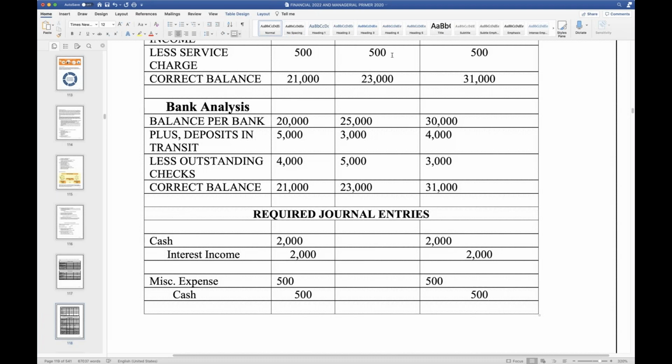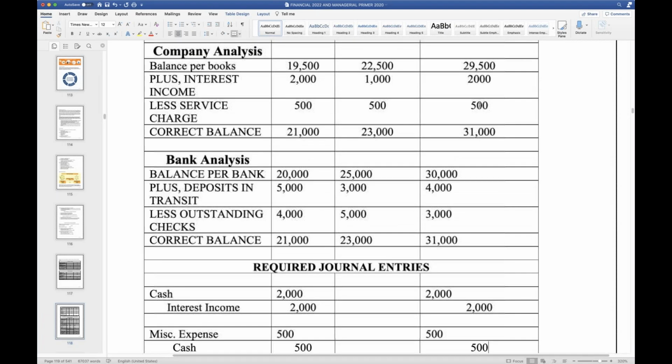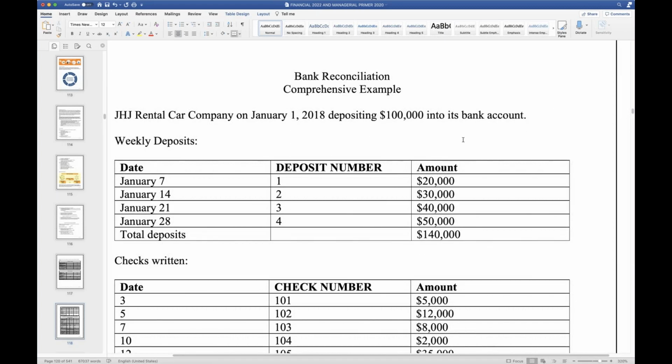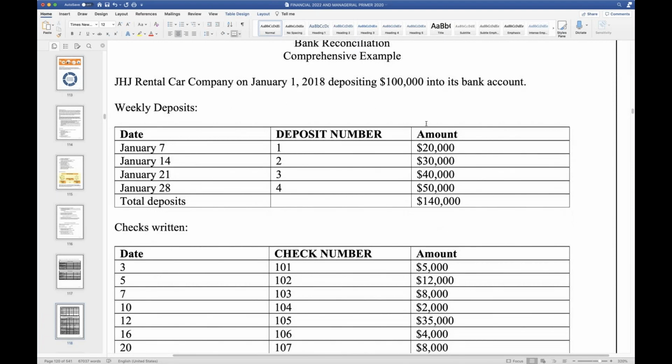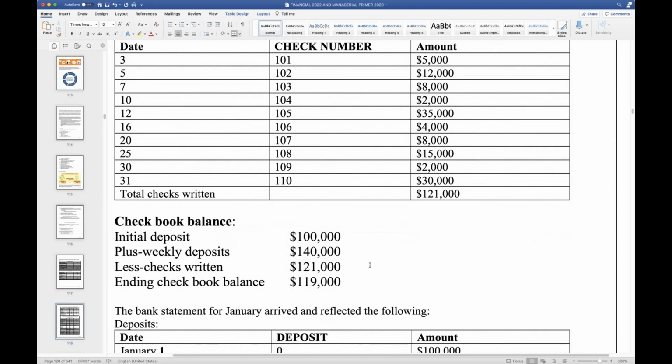So this is not as difficult as we work with these simple bank reconciliations. Then we talked about a complicated one where JHJ Roan Car Company deposited 100,000, and it's showing the deposits by week. It's showing the actual checks that were paid, and it's showing the books ending up with this balance.